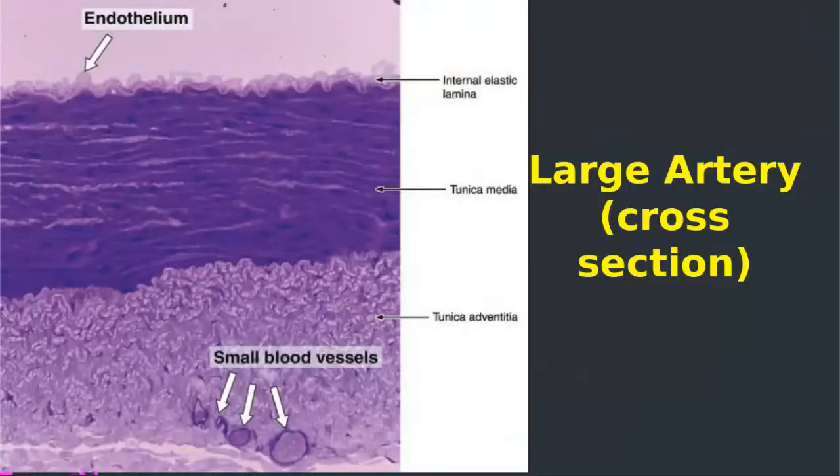So this is the histological section in which you are seeing a single layer of endothelium cells. In it, there will be the internal elastic lamina, the tunica media, and the tunica adventitia. So all these things would be there.